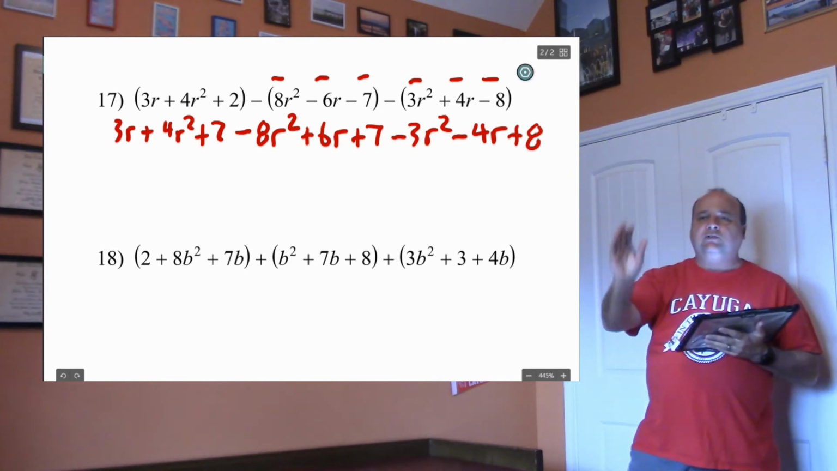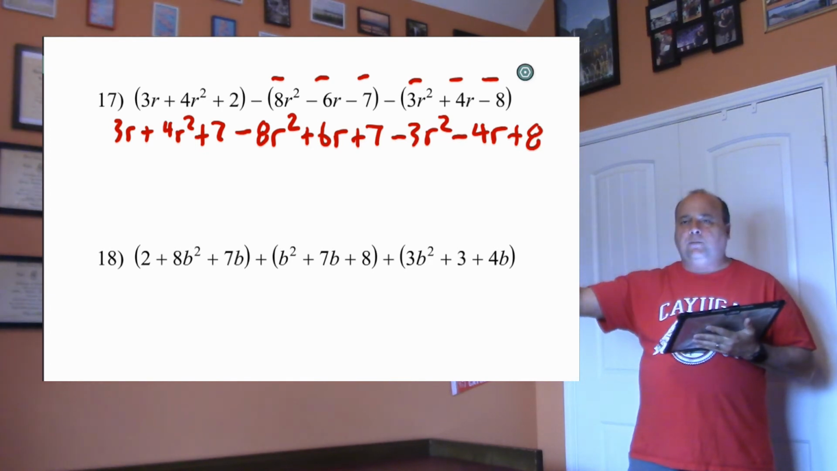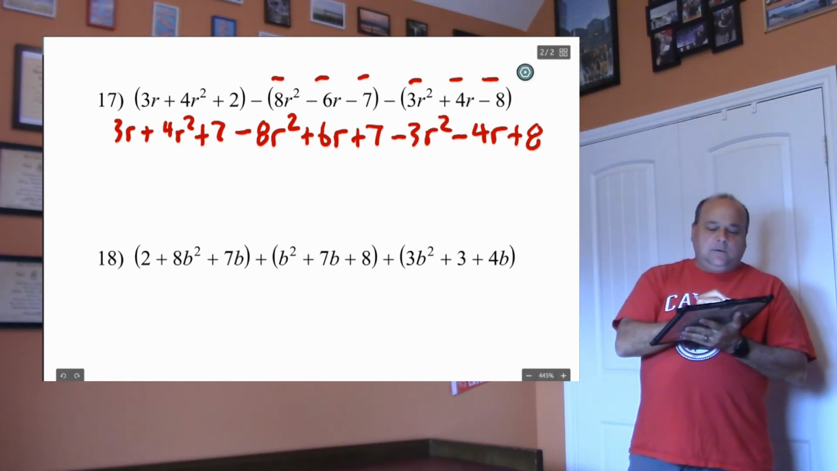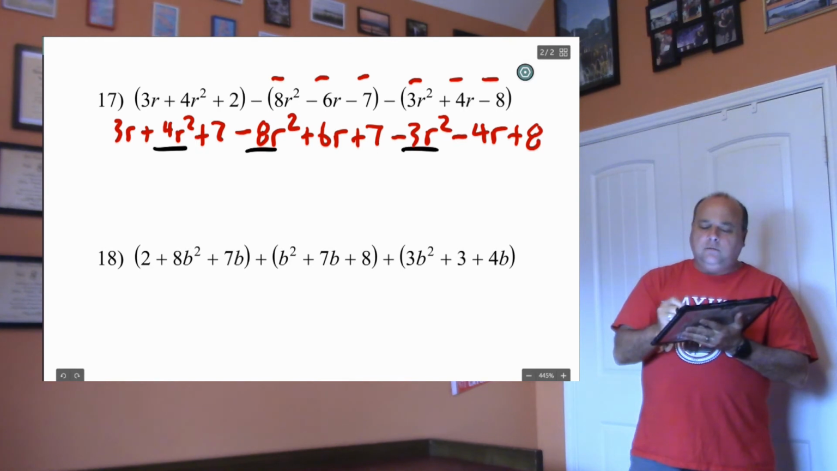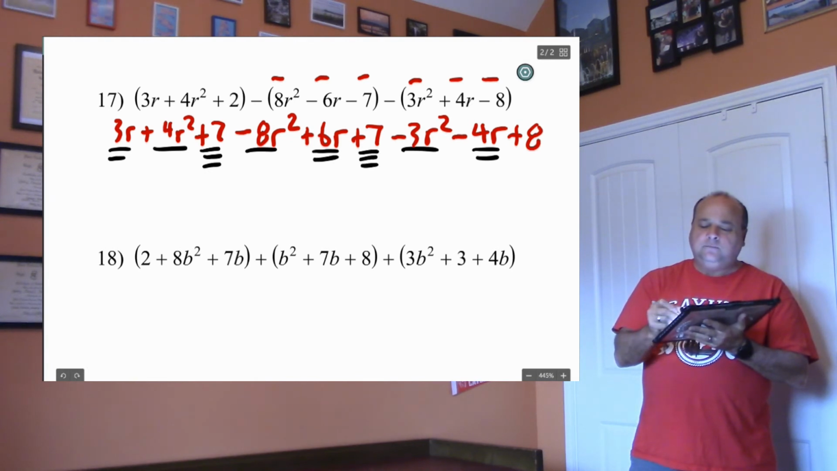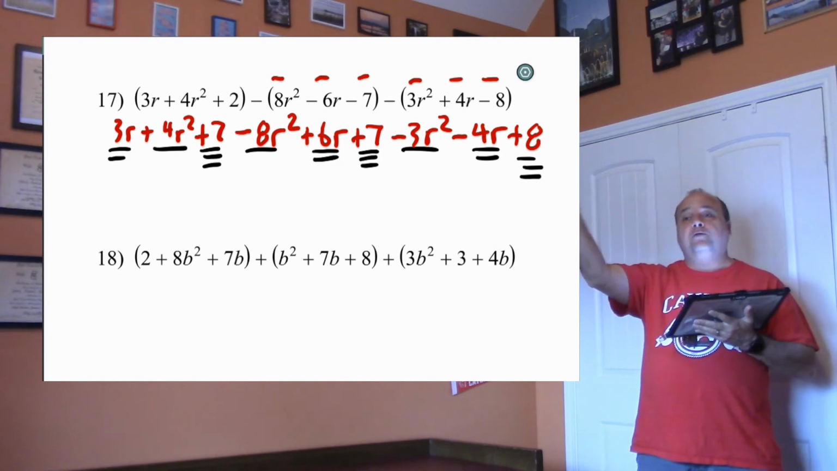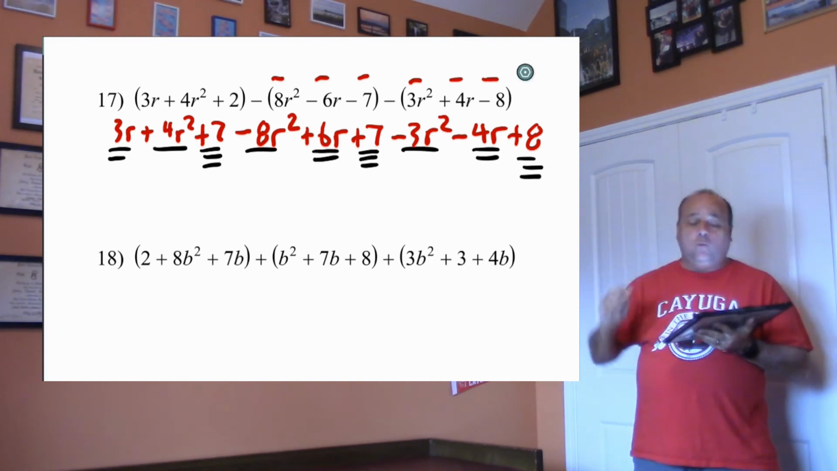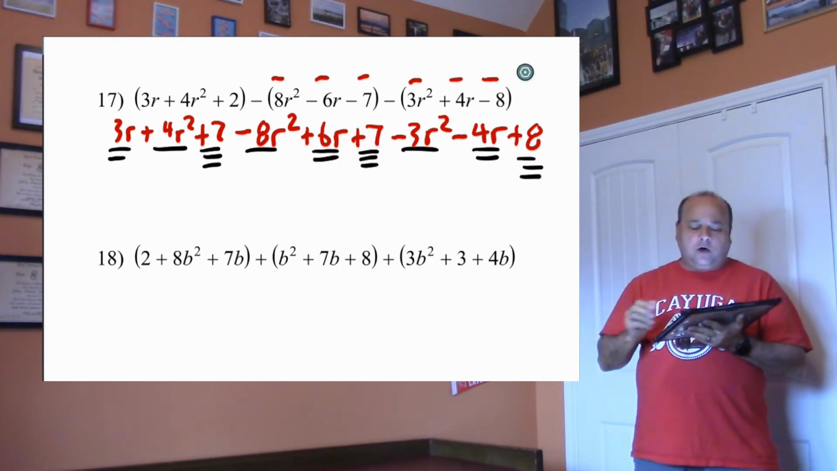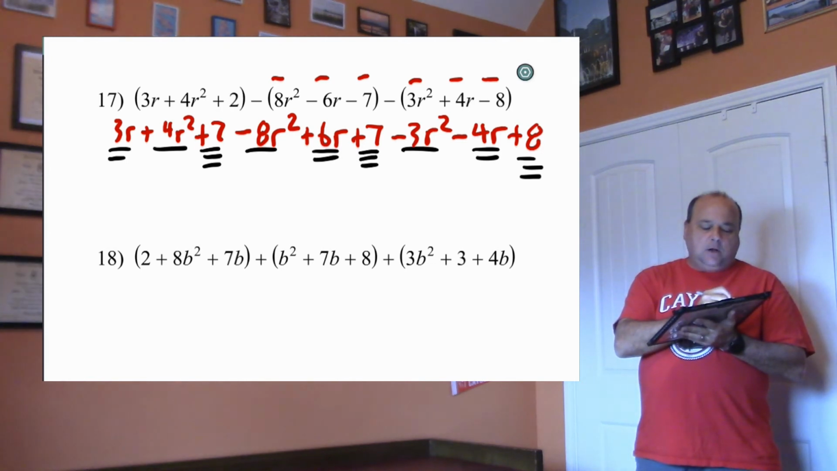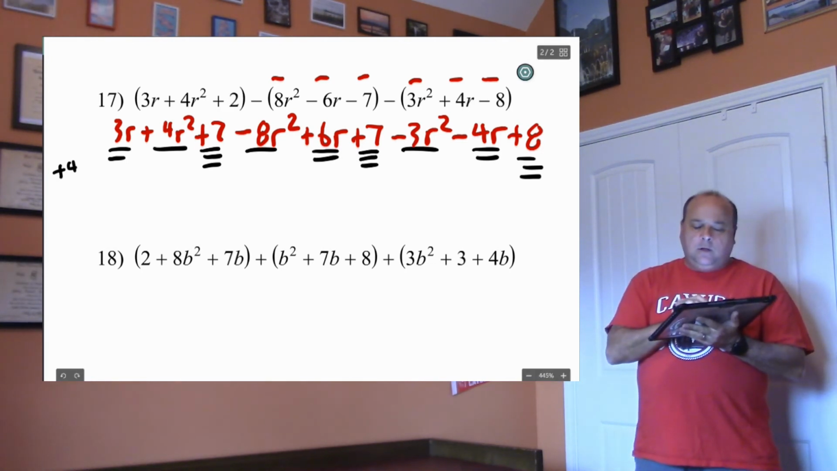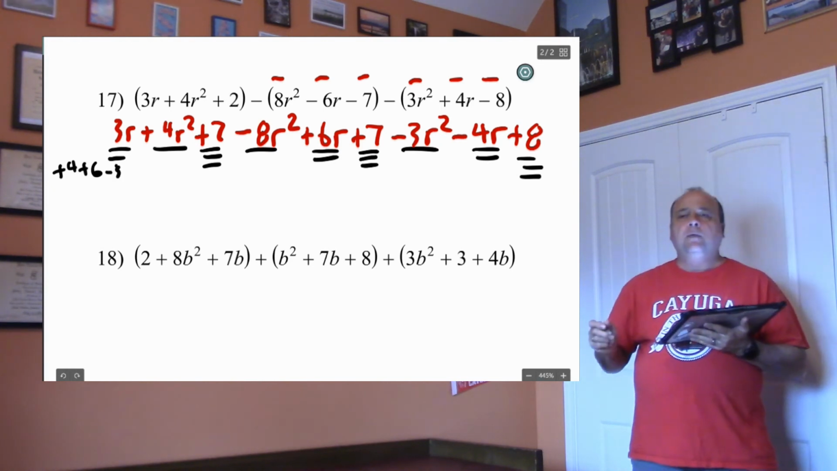Now then, I'm going to go through single underline, double underline, triple underline. So I'm going to single underline the r squares, double underline the r's, and triple underline the constants. Now this one I got to group 3 of them. So we may want to write down the ones we're grouping. So let's group our r squares. I'm going to write it real small over here. I got a plus 4, and then I got a plus 6, and then I got a minus 3.